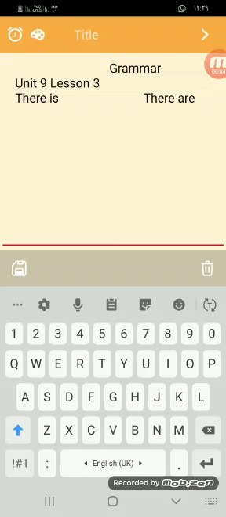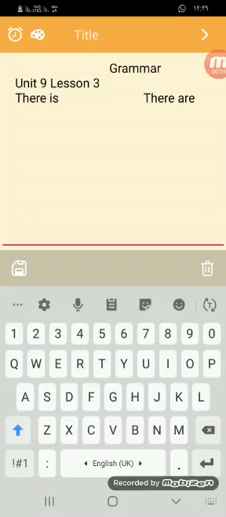Today's lesson will be Unit 9, Lesson 3. Today we are going to have a new grammar: the difference between there is and there are. Let's take there is first.